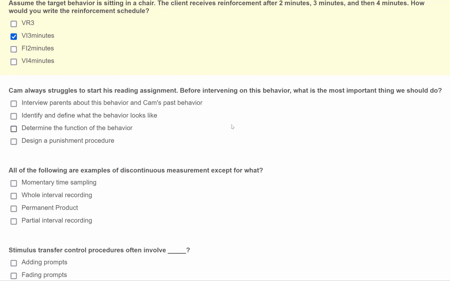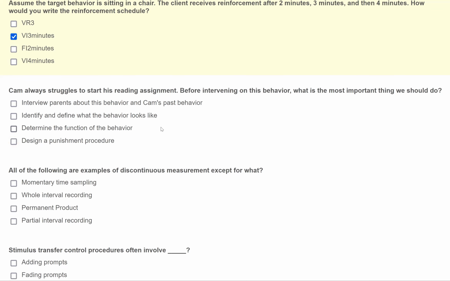So we know we have different types of assessments, things like indirect assessments, direct assessments, and functional analysis. All these things make up our FBA, our functional behavior assessment. We have to do it when we get a brand new behavior or skill. We need to do a functional behavior assessment to start determining, why is this occurring, right? Typically, we're going to start with interviews, right? Indirect behaviors, things like that. So before intervening on his behavior, we should interview parents about this behavior and Cam's past behavior. This would be very helpful in knowing why he struggles to start his reading assignment, right?